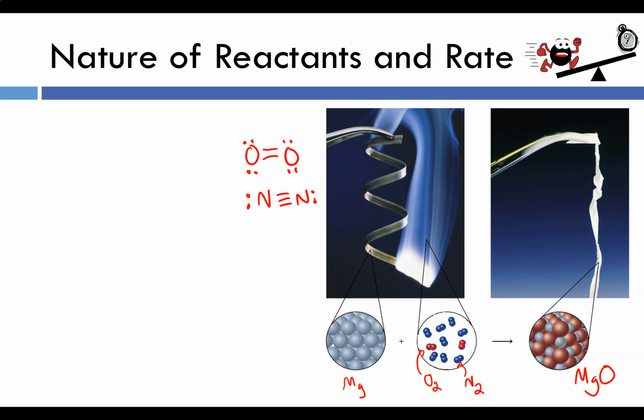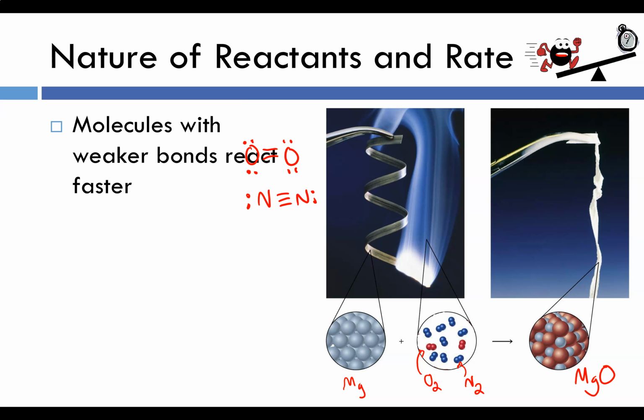Yeah, you can kind of imagine trying to karate chop through boards. Molecules with weaker bonds react faster, or in this case, they're going to react preferentially. It requires less energy to break the double bond that exists between the oxygen atoms than it is to break the triple bond that exists between the nitrogen atoms. That's why we see magnesium oxide getting produced as the major product and not magnesium nitride.